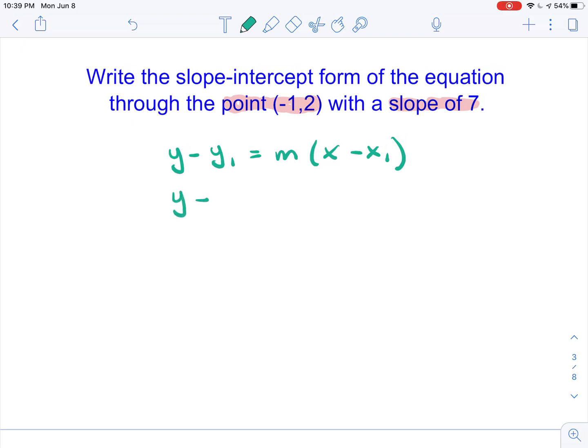So what do I want to do? I'm going to plug in all the information that I have. This y stays, and the y that I plug in here is 2. My slope is 7.